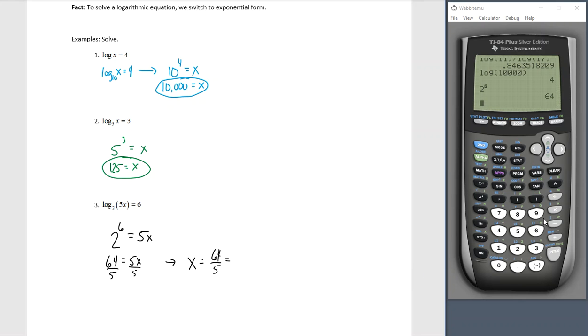You can leave it like that. But if you wanted to divide 64 by 5, it does give us a nice decimal of 12.8. I would accept either answer. Make sure that's a 4. Mine doesn't look like it, but it is.